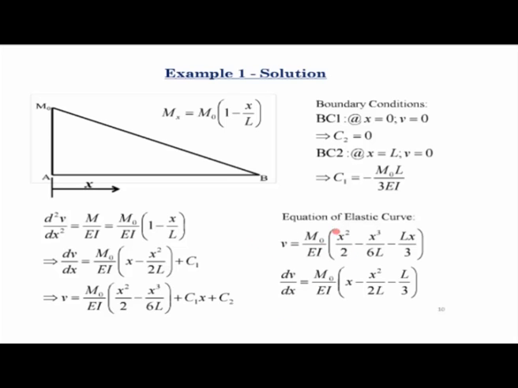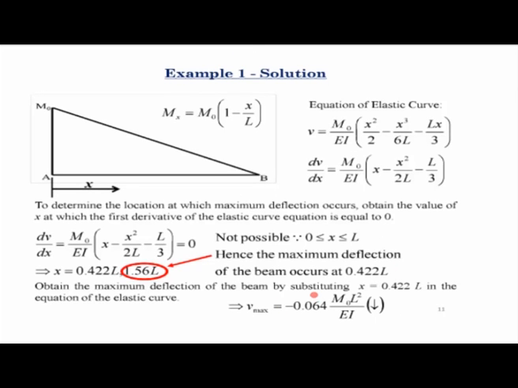Now, since we have the equation for the elastic curve of the beam that is given here, in order to find the location at which the maximum deflection occurs, we just take the derivative of this. In other words, we take the expression dv dx and equate it to zero. The point within the span of the beam at which the maximum deflection occurs is normally where dv dx, that is the slope of the beam, is equal to zero. So we have to find the location at which the slope of that beam is zero. That is what we have done here in this slide.